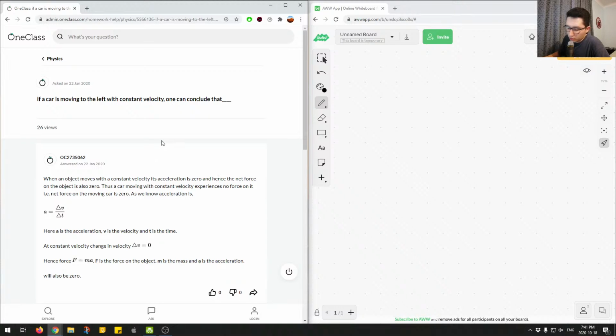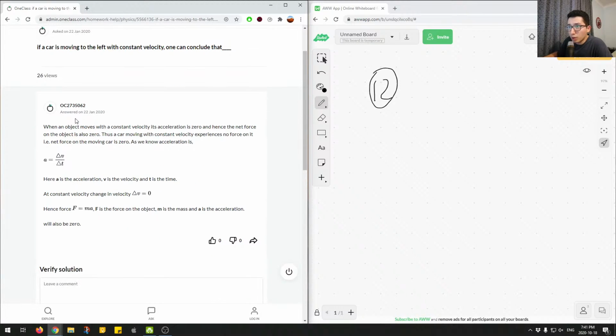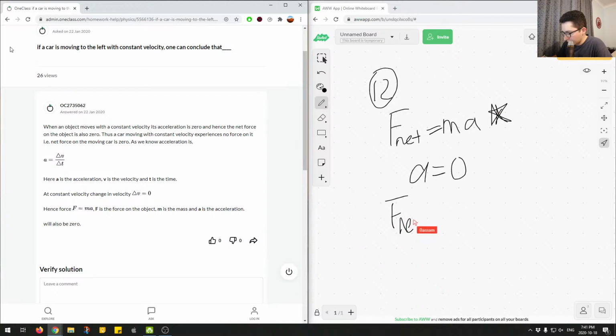Alright, so the last question we're looking at is question number 12. If a car is moving to the left with constant velocity, one can conclude that blank. So we have constant velocity. Okay, let's look at what the junior tutor said. When an object moves with constant velocity, its acceleration is 0, and hence the net force on the object is also 0. So when we're looking at F net equals ma, we can say that since acceleration is 0, at constant velocity we know a is equal to 0. And based on this equation, we can also say that F net must equal 0.